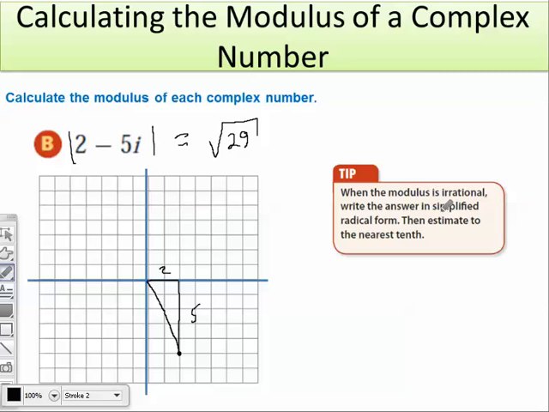Okay? They're telling you over here, write it in simplified radical form and then estimate it to the nearest tenth. Well, 29 is not a number that can be factored, so I'm not going to factor it any, but I can estimate it. I can type it in on the calculator and find the square root of 29. And I get 5.38 or 5.4. So this is approximately equal to 5.4.